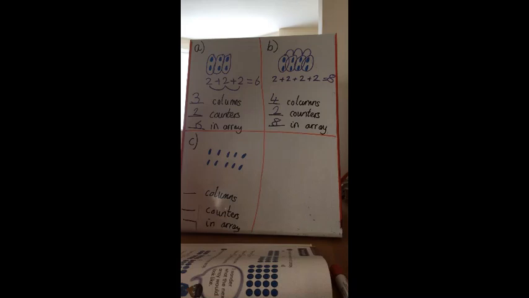Have a go by yourselves now doing C. How many columns are there in total going down? How many counters are in each column? And how many altogether? Then I would like you to have a go, just like we did before, working out what the next array would be. We've got 3 columns of 2 counters, 4 columns of 2 counters. Once you know this one, you'll be able to work out the next one. I'll leave you for a few minutes to work it out.